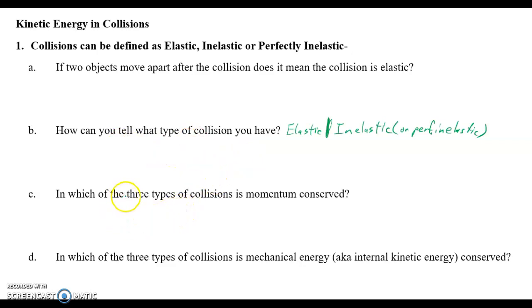In which of the three types of collisions is momentum conserved? You have these three choices, or you could pick two of them or three of them. You're going to fill that in here. And then finally, in which of the three types of collisions is mechanical energy conserved? Or you could say internal kinetic energy. All right, I want you to fill in the answers to all of those, and then we're going to go over these questions in the next video.